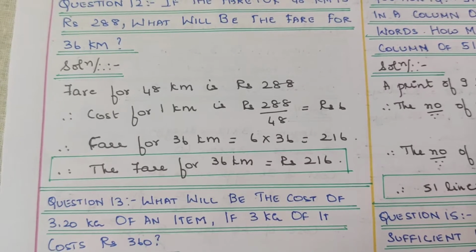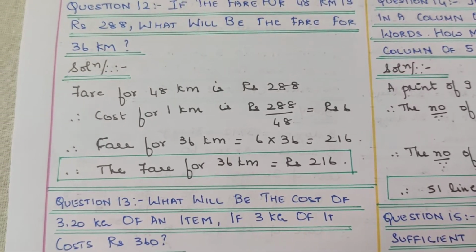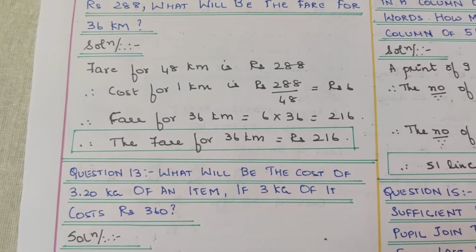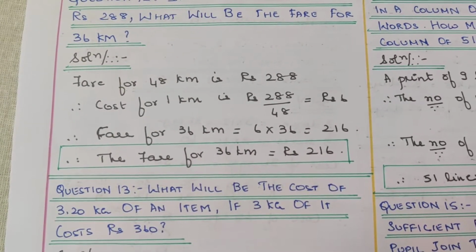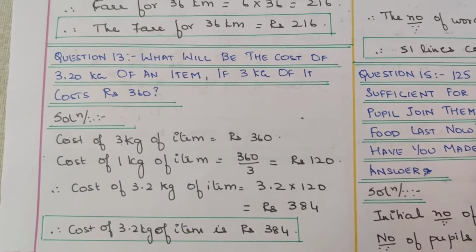Isn't it simple? Just find the cost of 1 kilometer and multiply that with 36 and you get the answer. Just pausing for a few seconds. Let's move on to question 13.